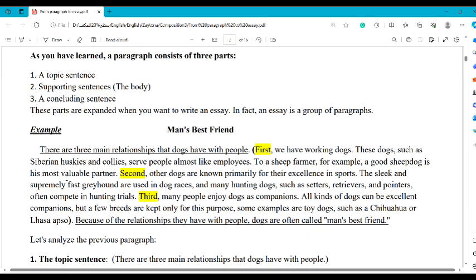So, see in the first idea, we talked about working dogs. We mentioned the names of working dogs. After that, we added an example in order to support the idea.